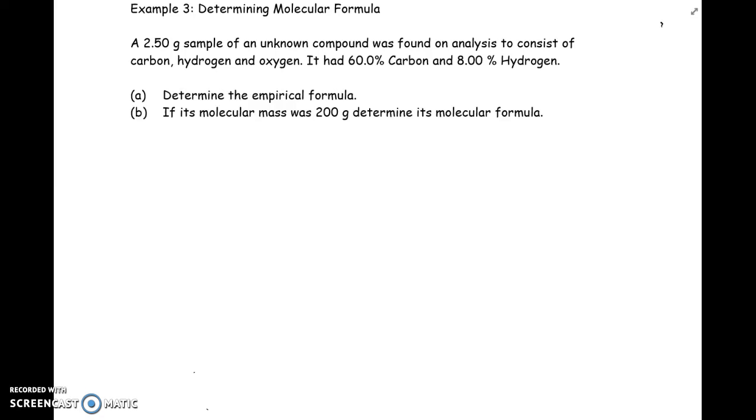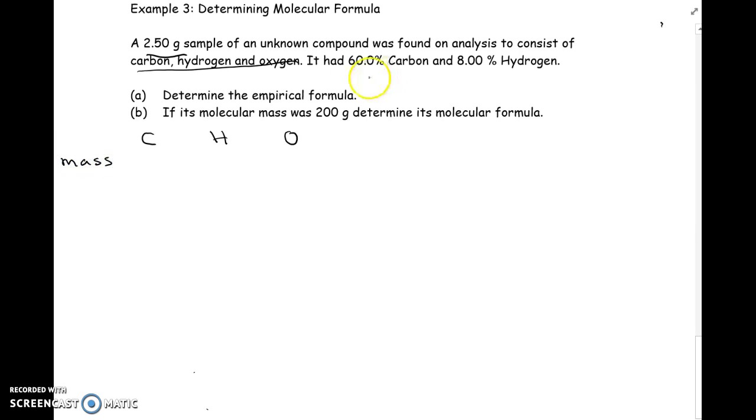Now let's try a third example. In this example, we're not only going to find the empirical formula, we're also going to find its molecular formula. So we have a 2.5 gram sample, and it's found to have carbon, hydrogen and oxygen in it. So I'm just going to start my table: carbon, hydrogen and oxygen. Now our first step is to find its mass.